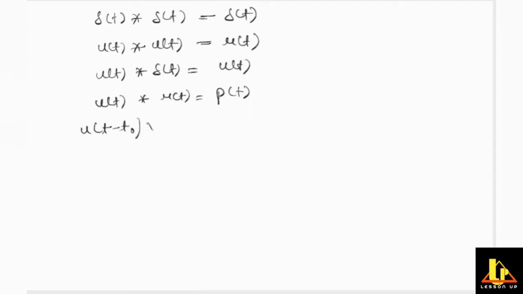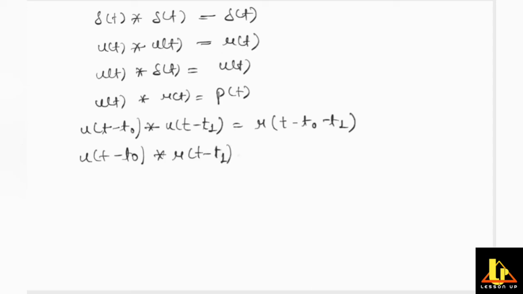u of t minus t naught and convolve with u of t minus t1, you will get, what is the convolution of u with u, the convolution of two step signals? That is r, and this is the time shifting, right? So according to the property, this will be r of t minus t naught minus t1. And u of t minus t naught, if you convolve with r of t minus t1, you will get the convolution of u and r, that is unit step and ramp, that is parabolic, and the time will be t minus t naught minus t1.